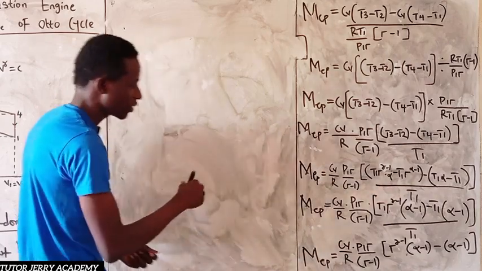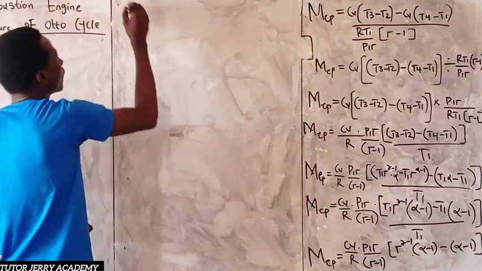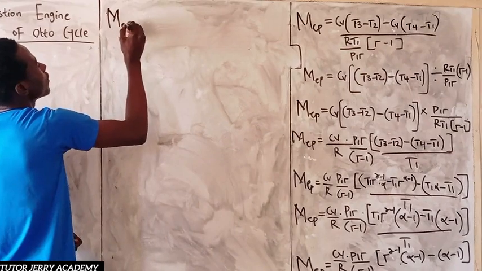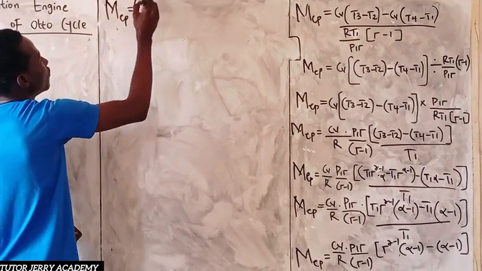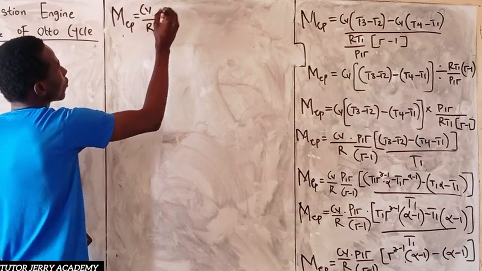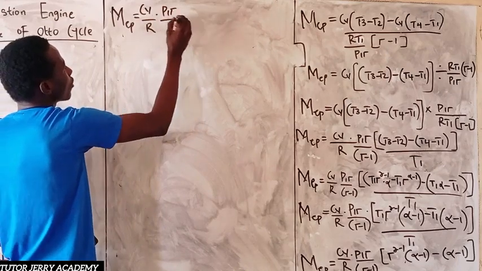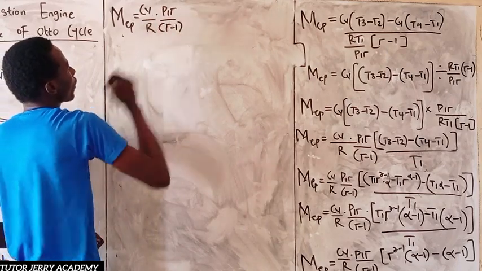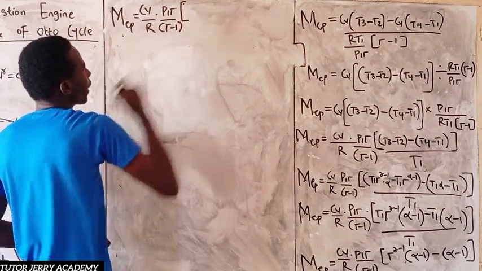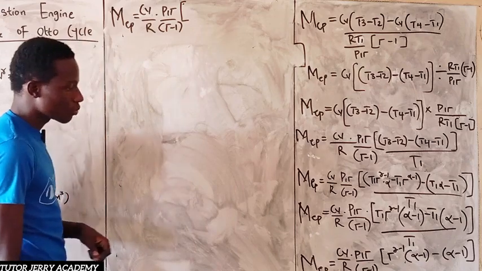So let's do that so that you can see for yourself. So we have mean effective pressure equal to CV all over R multiplied by P1 compression ratio all over compression ratio minus 1 into the bracket of what? Now this is going to be nothing but what?